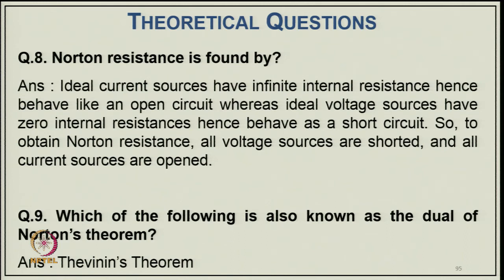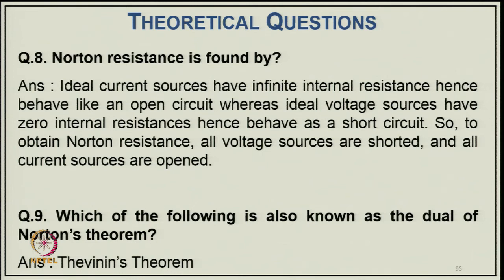The Norton resistance is found by noting that the ideal current source has infinite internal resistance. Hence, we have an open circuit, whereas ideal voltage sources have 0 internal resistance. Hence, we behave as a short circuit. So, to obtain the Norton resistance, all the voltage sources are shorted and all the current sources are opened.